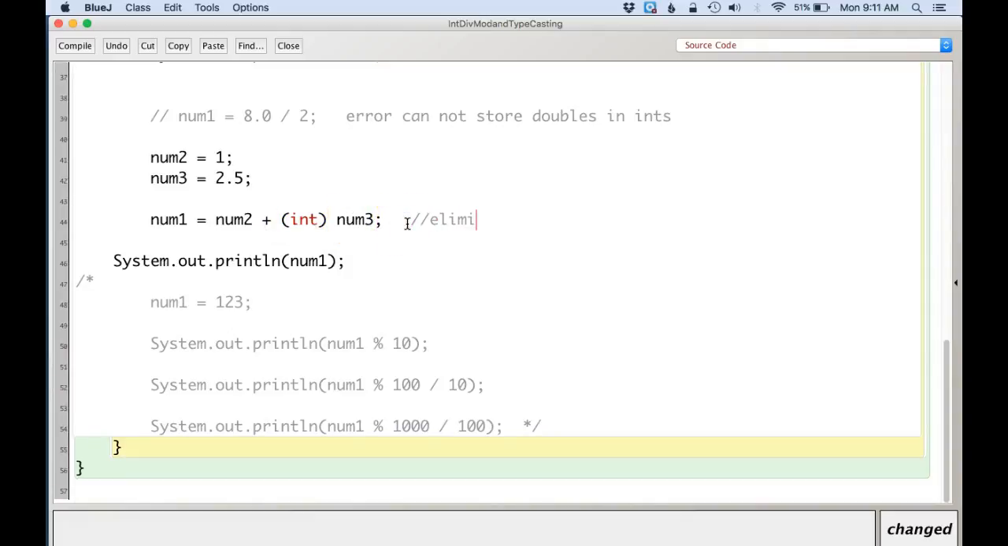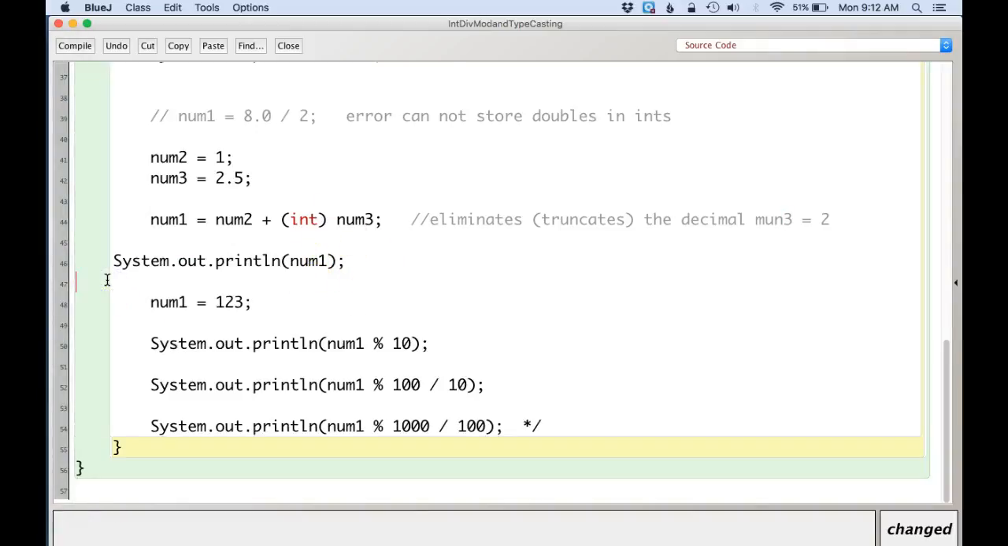It just eliminates, or we like to say truncates, the decimal. So this 2.5 is now 2. So num3 is 2, because we just made it an int. It doesn't round, which we'd like it to. We do have ways to round, and we'll do that later. So what happens is it just eliminates that 0.5, makes it 2, and 2 plus 1 is 3, and that's what it outputted, 3.